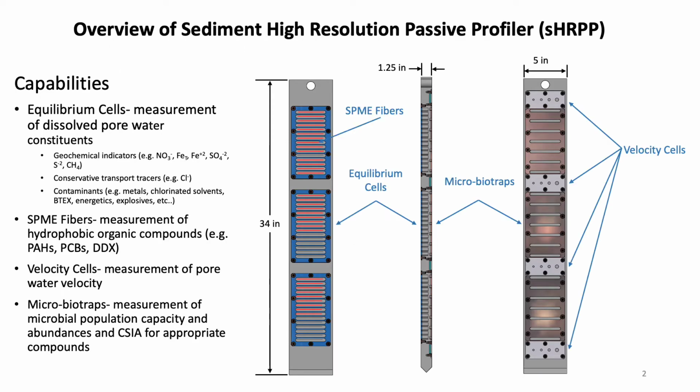The Sediment High Resolution Passive Profiler is a multifunctional device that is used to holistically look at the fate and transport of species in sediments. The device that's shown on this slide is really focused on the shallow sediment, 0 to 1 meter, and is meant to provide information at very high resolution, centimeter scale.